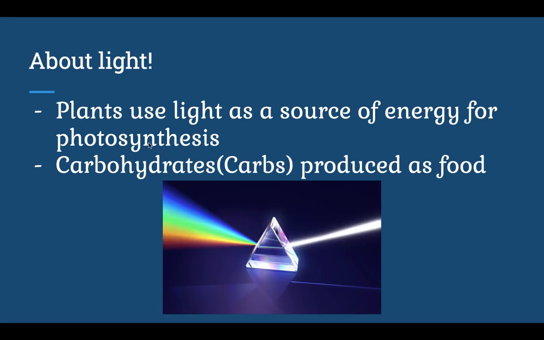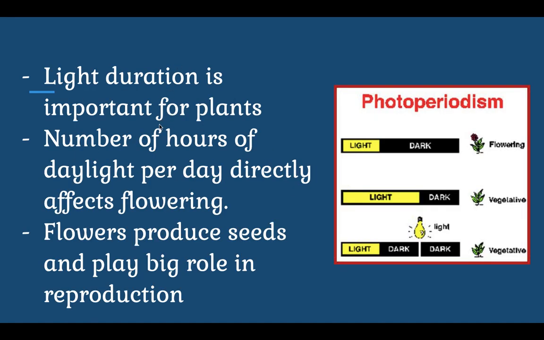Okay, about light. Plants use light as a source of energy for photosynthesis. As you know, when sunlight comes, why do we need the light? Because plants make photosynthesis, and after photosynthesis they make new molecules like carbohydrates. Carbs are produced as a food. By the way, they can also produce other molecules like proteins and lipids. Okay, light duration is important for plants. For example, in the winter, the light is shorter than the dark. In the summer and spring, light is more than dark, and it's very useful for the plants.